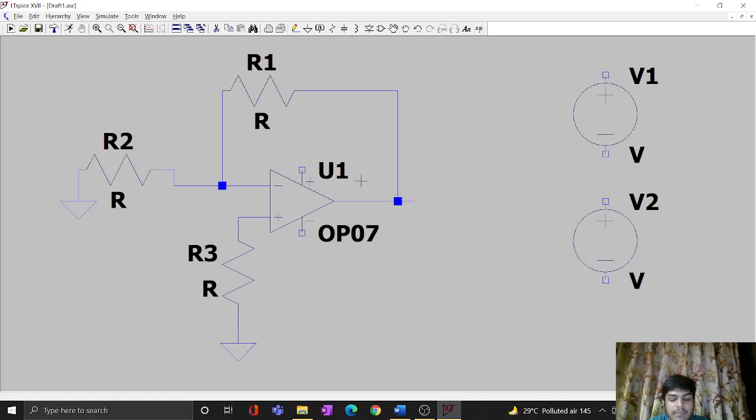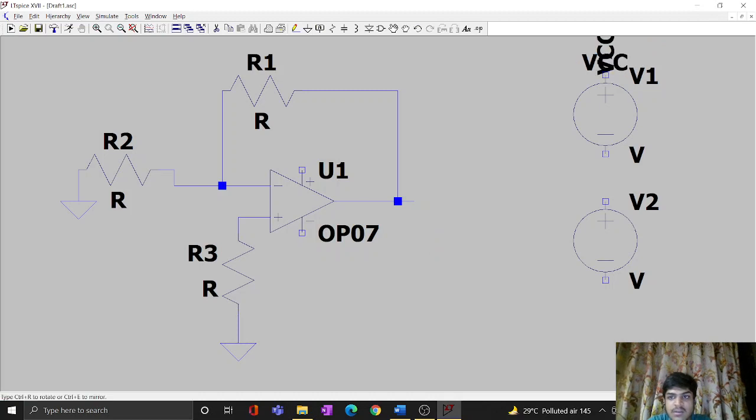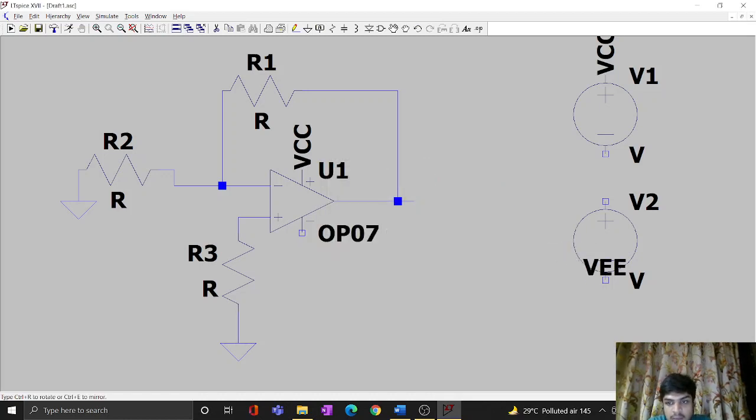For making the circuit as clean as possible, I'll be using a label net. I'll label the positive as VCC, and I'll label the negative side as VEE. Ground this.